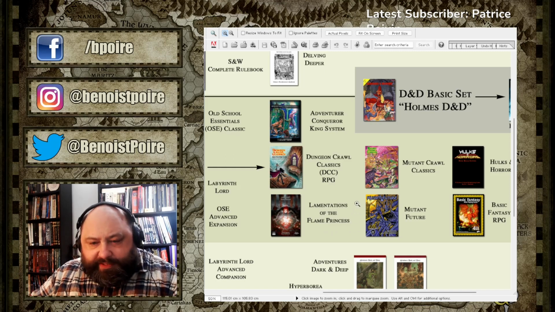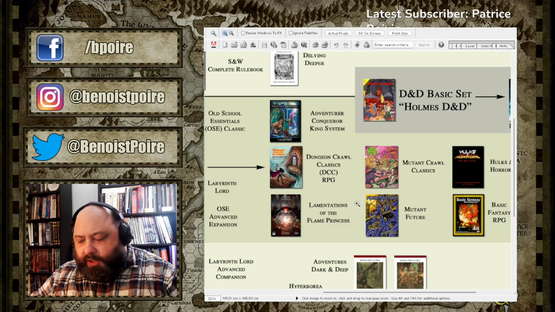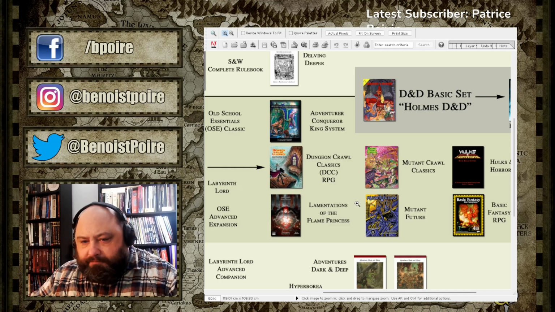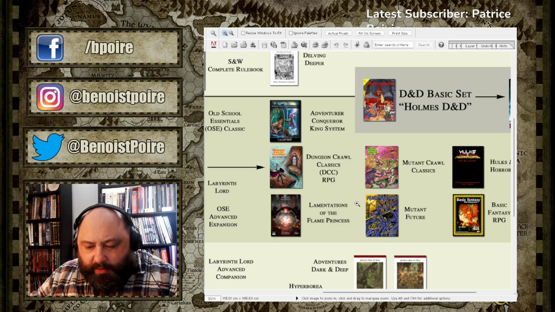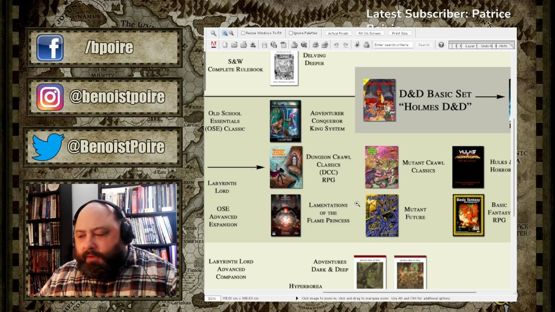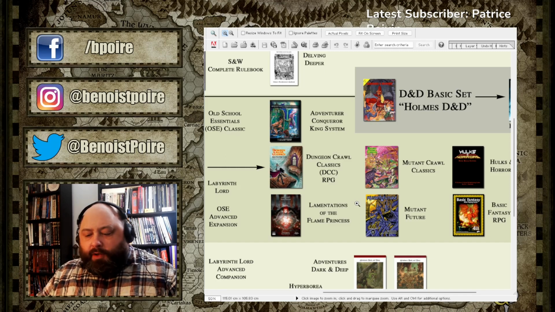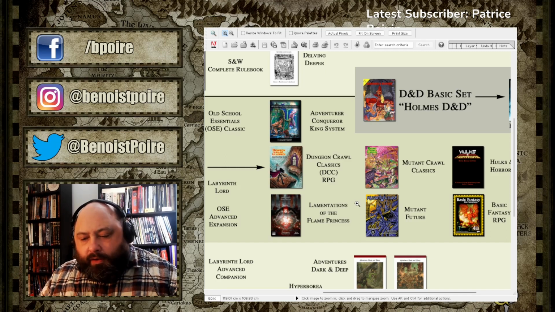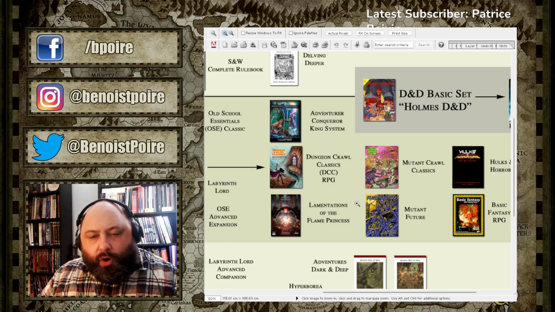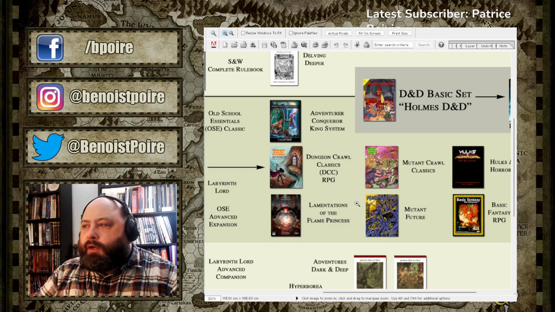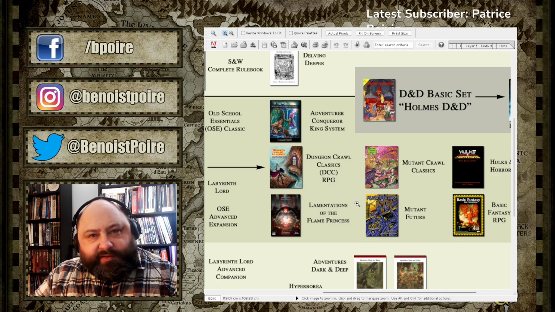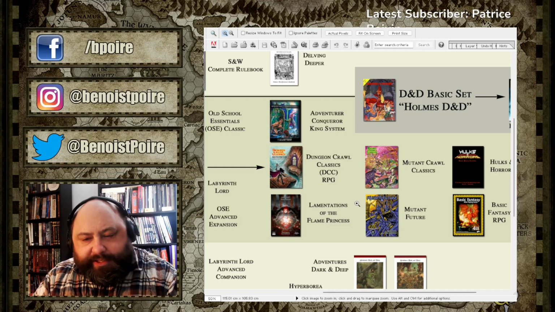But what really sets apart Lamentations of the Flame Princess is its catalog of offerings and its vibe, which is very much, some people will say edgy, but Lamentations of the Flame Princess is not afraid of going into the gore, the horror scenarios, the controversies, the controversial content that could be used in a game.